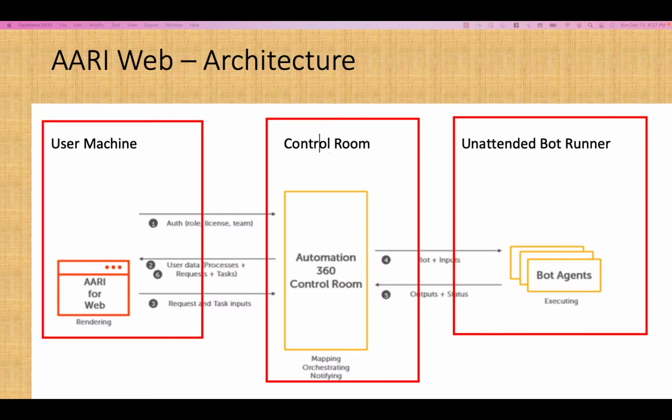In terms of architecture, there are three components to it. One is the user machine. The user will log into the AARI web portal, then create a request and do the task. As soon as he submits the form, the control room will move the control to the bot runner. If any bot task is there, that will be done by the bot, and it will be an unattended bot runner.